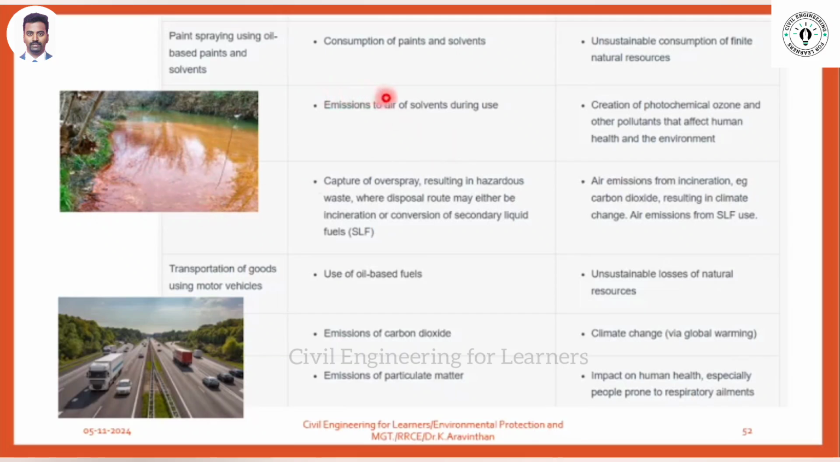So emissions of solvent during the use create photochemical ozone. The production process of paints, and disposal also, create pollution. Next one is transportation of goods. You can choose coal based products, that is one aspect. This creates natural resources losses, etc. You can read and understand this.